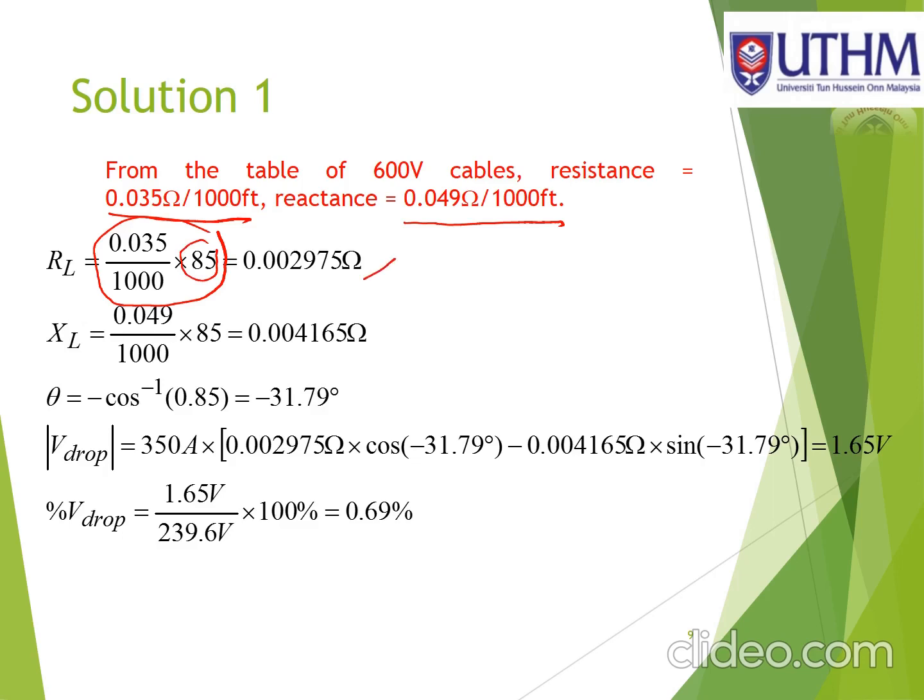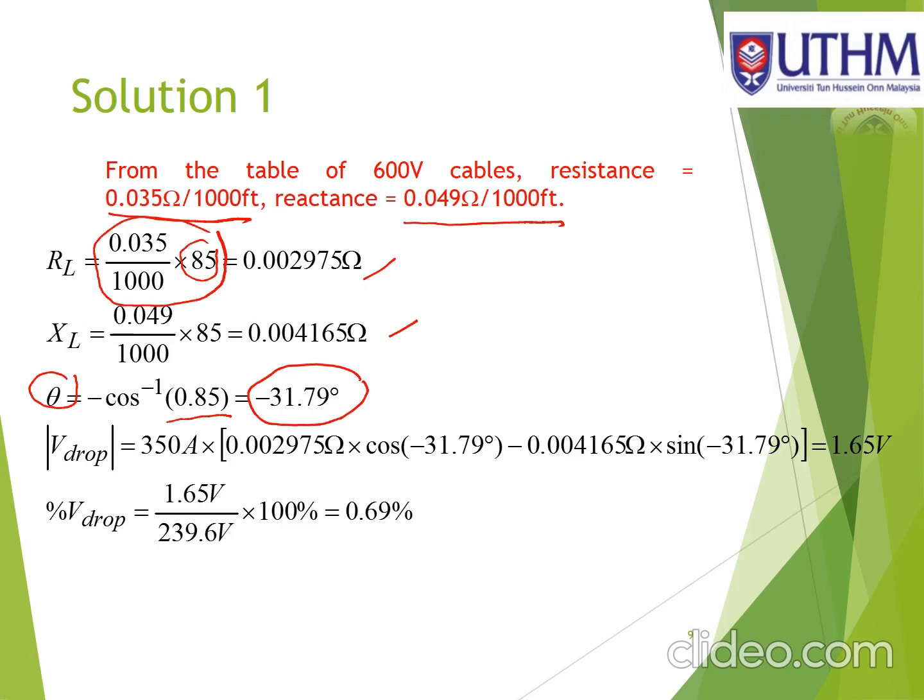And then we have to calculate XL. Use the same method, divide by 1000 and then times 85, and then we get the value of XL. So we have to get the value of theta here. Theta is cos inverse of the power factor value. The power factor given is 0.85. So we get the theta here.